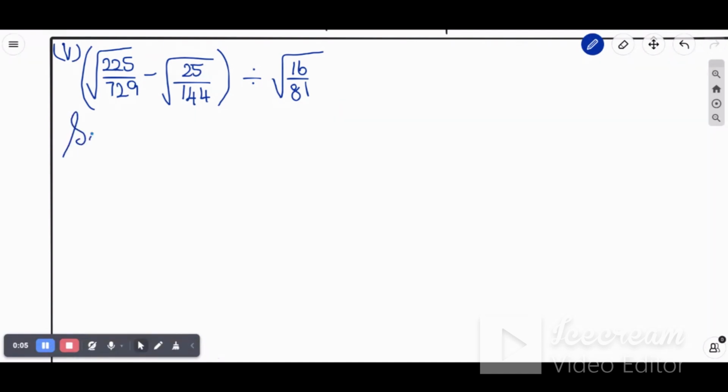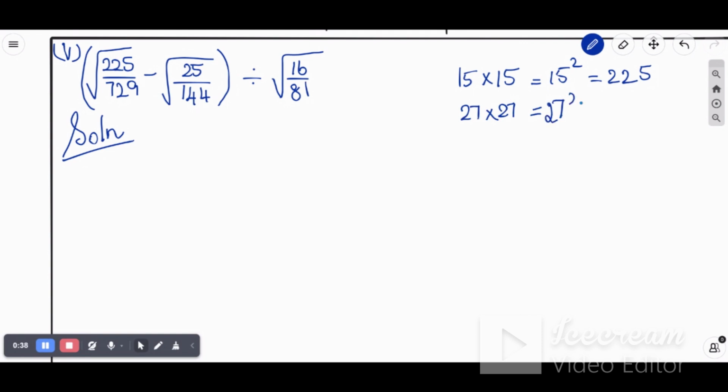So the next question, let us see the final part of this question. It has given us 225 by 729. So as I told you earlier, you have to be thorough with some squares. 225, to save some time I am giving it directly, is nothing but your 15 square, which is 15 into 15, which is 225. So just be clear with some squares, and then 729 is nothing but your 27 square.